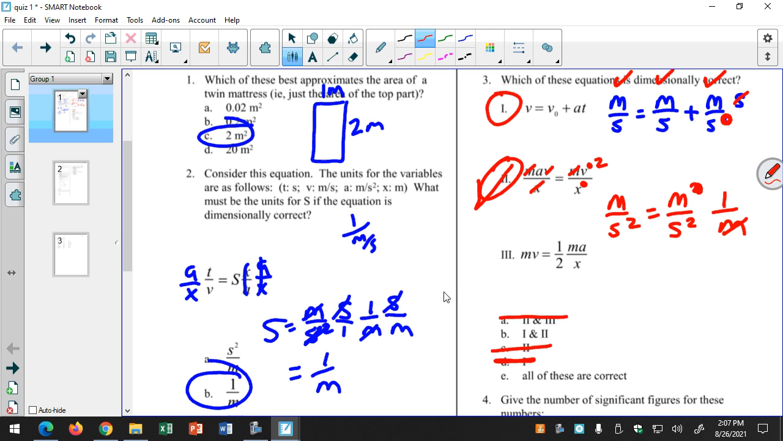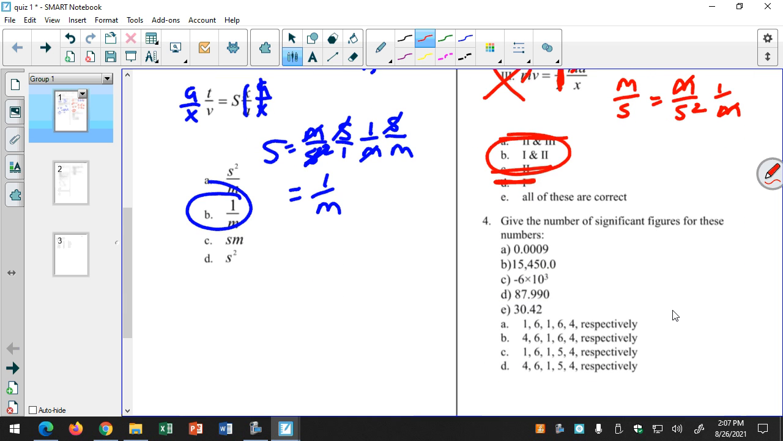And now I look at this last one. My meters cancel. I forget about the half, and I just have V equals A over X. Meters per second equals meters per second squared. X is 1 over meters, or rather 1 over X is 1 over meters. That cancels, so not dimensionally correct. So only 1 and 2 are dimensionally correct.